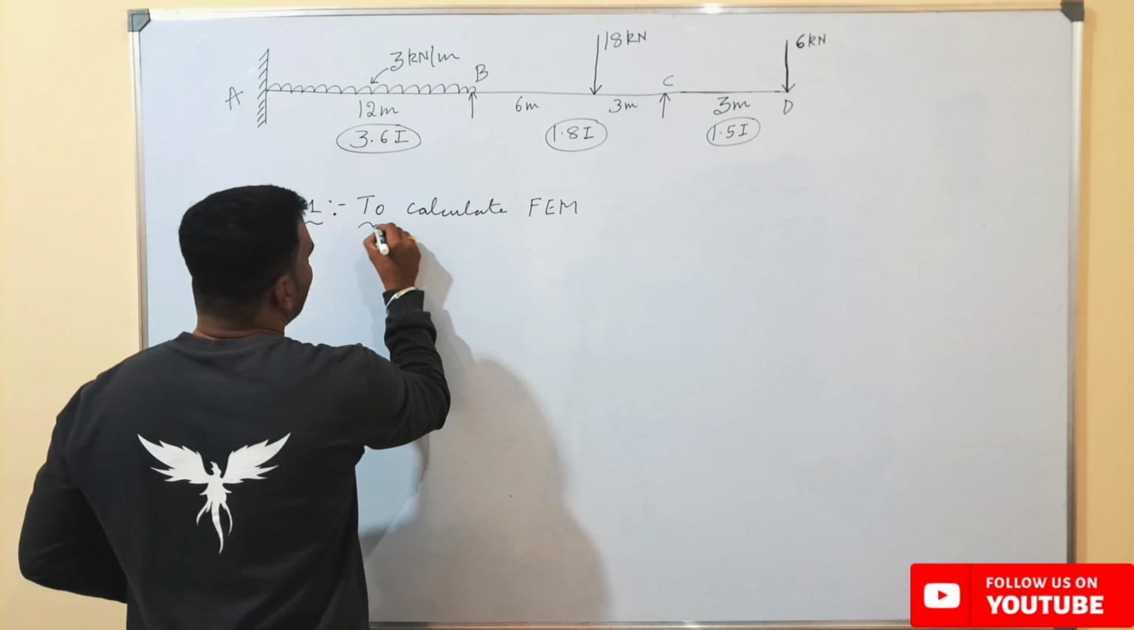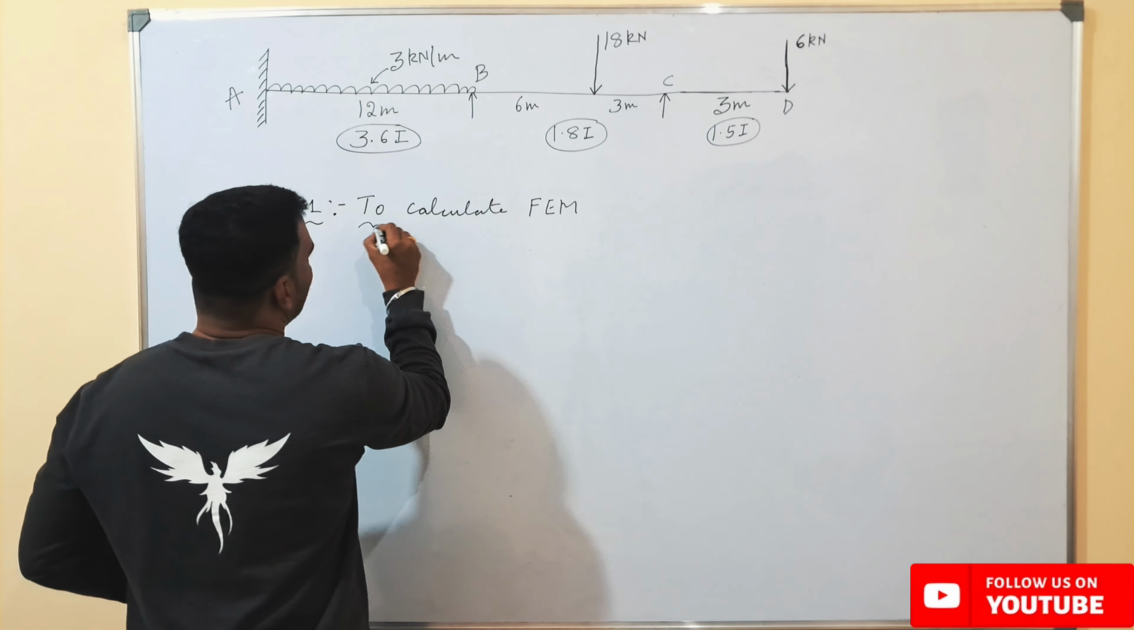If we need to find the fixed moment from B to A, the formula remains the same. Now we are coming from right to left, only the sign changes, which is plus WL square upon 12. That is plus 3 into 12 square upon 12, which will be equal to plus 36 kilonewton meters.